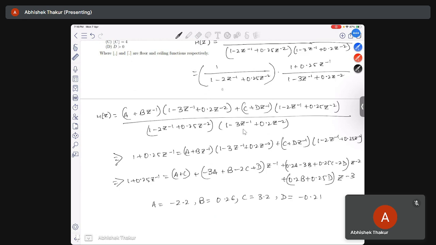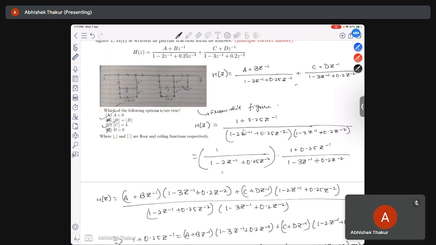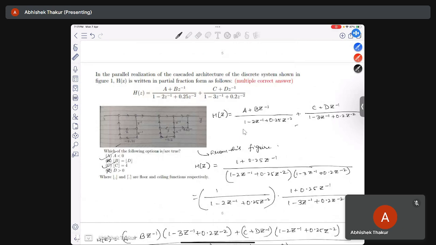Okay. So A is less than 0. Yes, option A is correct. Floor of B is equal to floor of D. No, it is wrong. Now floor of C is equal to 4. Yes, it is correct. And D is greater than 0. No, this is also wrong. So options A and C are the correct answer for this question.